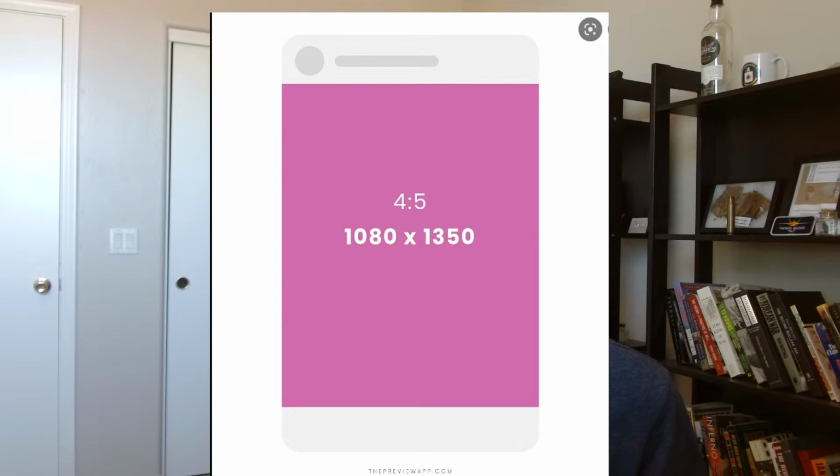The next aspect ratio is 4 by 5. That's this aspect ratio right here. Now this one is used by two main platforms, Instagram and Facebook. Or if you're printing your photos, this is an 8 by 10.